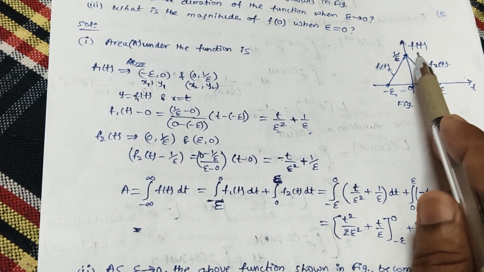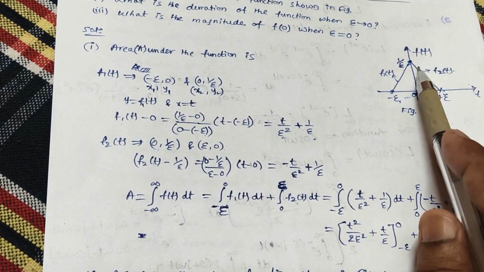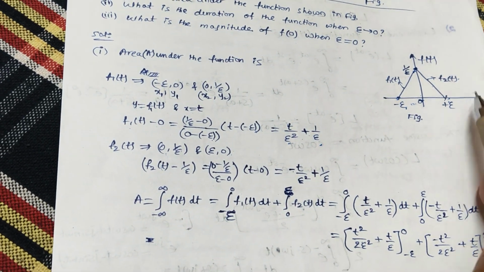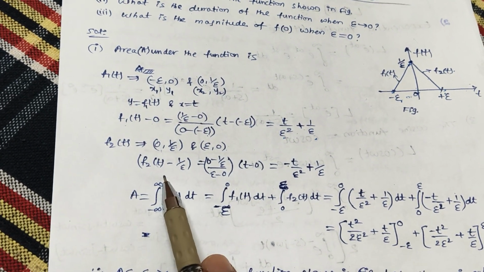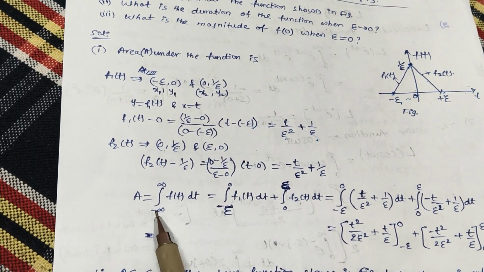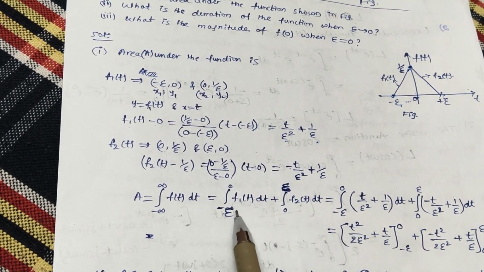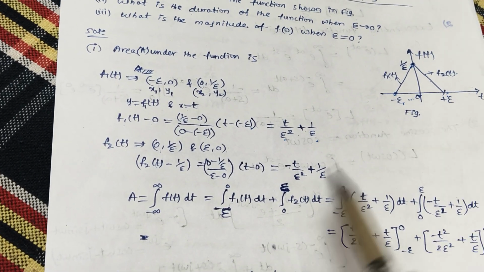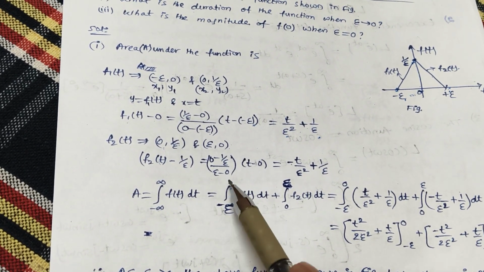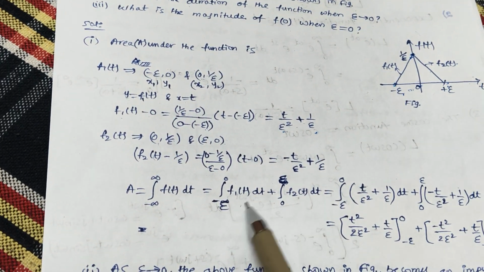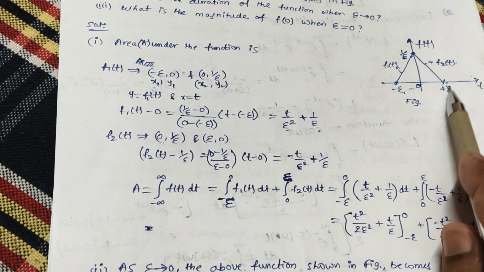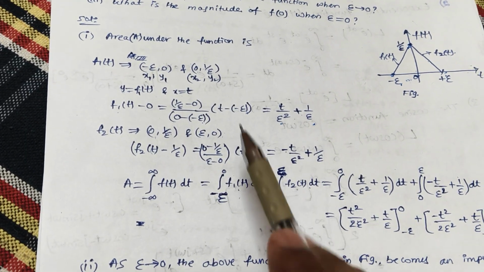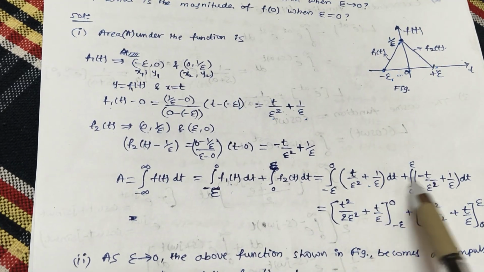Area of this curve is nothing but the integration of f of t over the time interval, integral from minus infinity to infinity of f of t into dt. But over minus infinity to infinity, the function exists only between minus epsilon and epsilon. So that can be split into minus epsilon to 0, f1 of t into dt, and 0 to epsilon, f2 of t into dt. I'll substitute f1 of t and f2 of t in these equations.